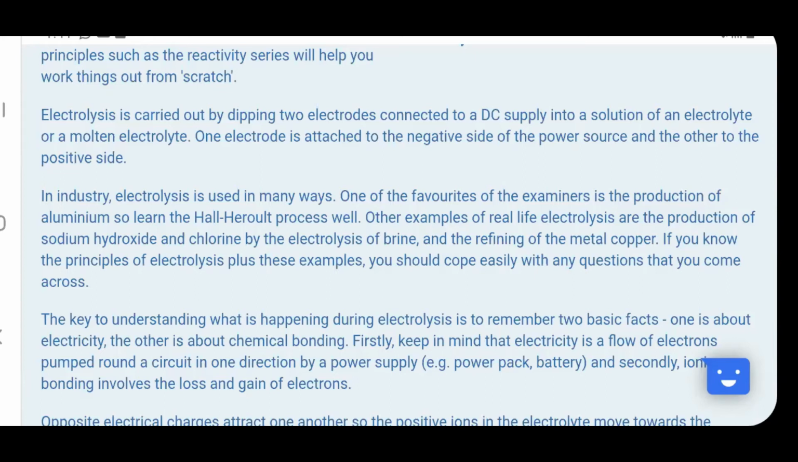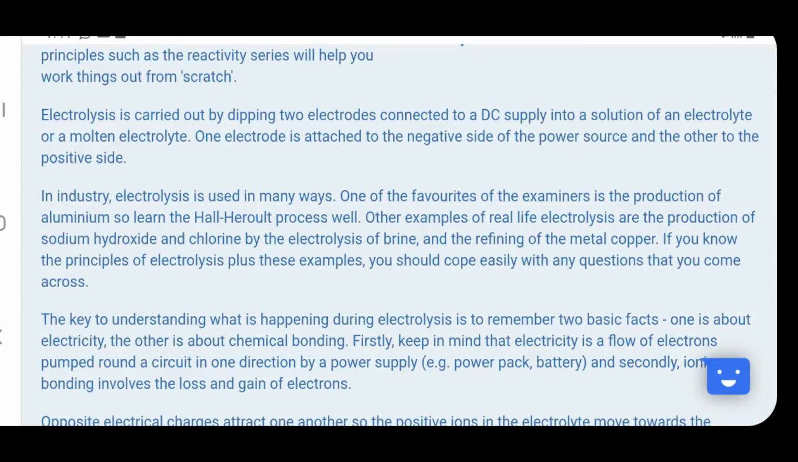Right, this is very important as well. Now, the refining of the metal copper. Copper can be refined by using electrolysis. Aluminum can be refined by using electrolysis. Brine can be refined by using electrolysis.